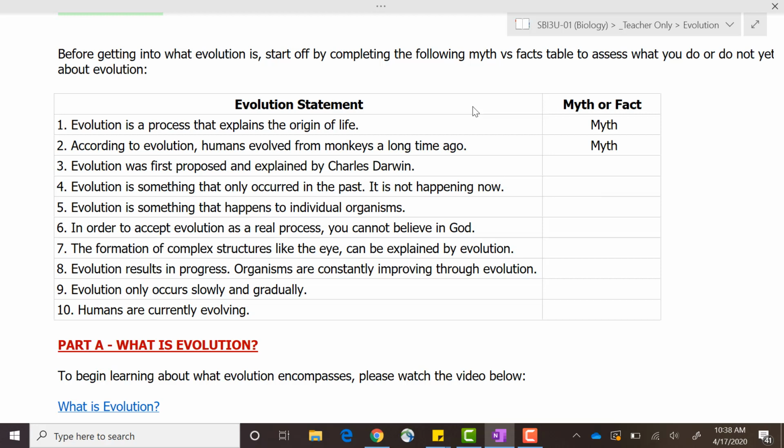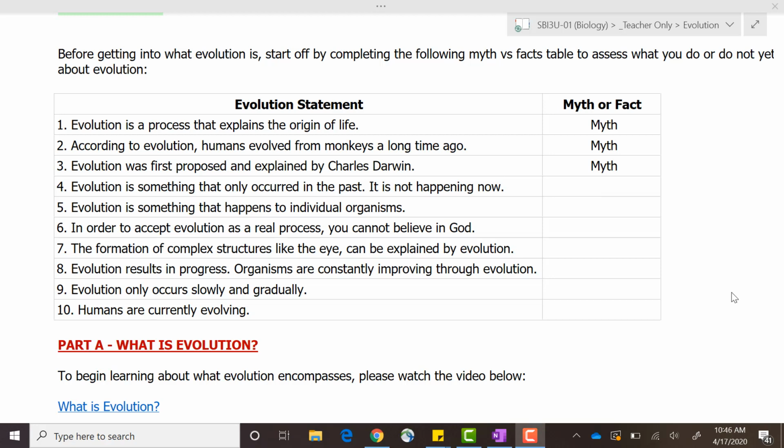Okay. Statement 3, evolution was first proposed and explained by Charles Darwin. So hopefully we have an idea of who Darwin is. He's kind of the father of evolution. But this statement is also a myth. He wasn't the first to propose the idea of evolution. He proposed the idea of natural selection, and we'll talk about that in our next couple of lessons. But natural selection is only one mechanism by which evolution can actually occur. So, an important difference there.